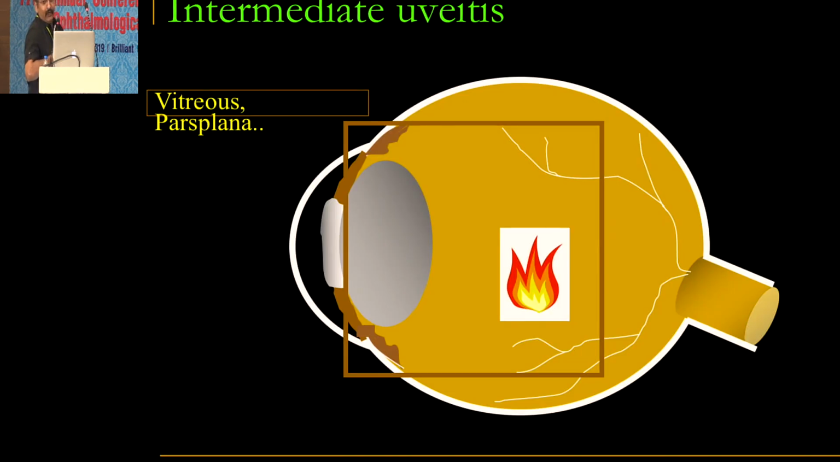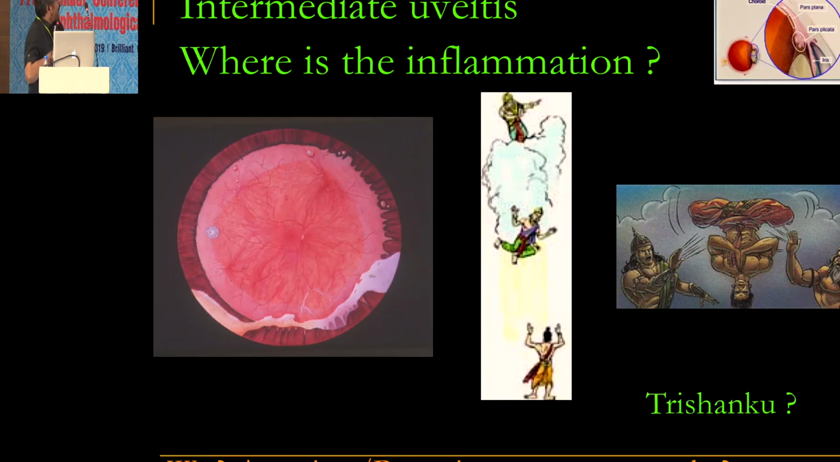But what if it's neither of that? Then it's intermediate uveitis. You know, we uveitis specialists are like intermediate uveitis. We are neither here nor there, something like Trishanku. So I keep thinking this. We are neither anterior segment nor posterior segment people.